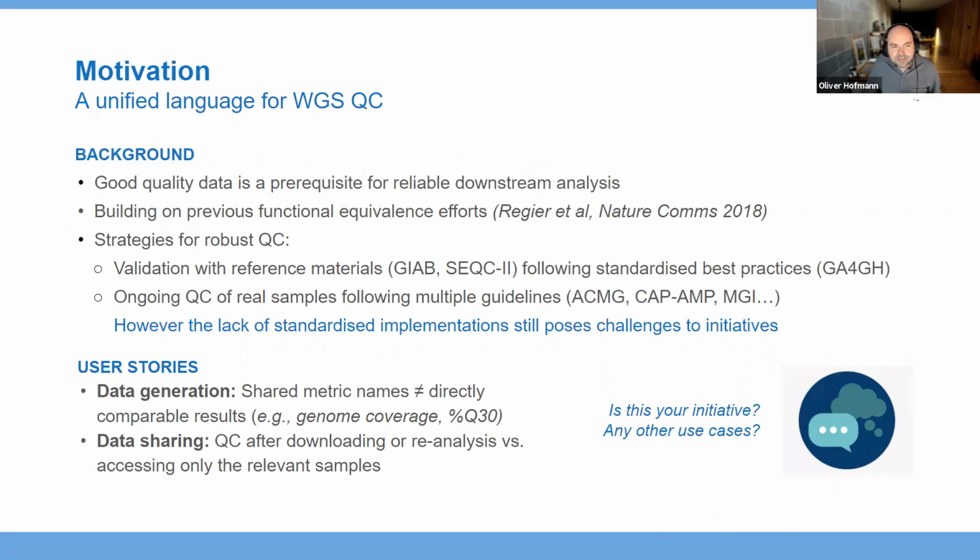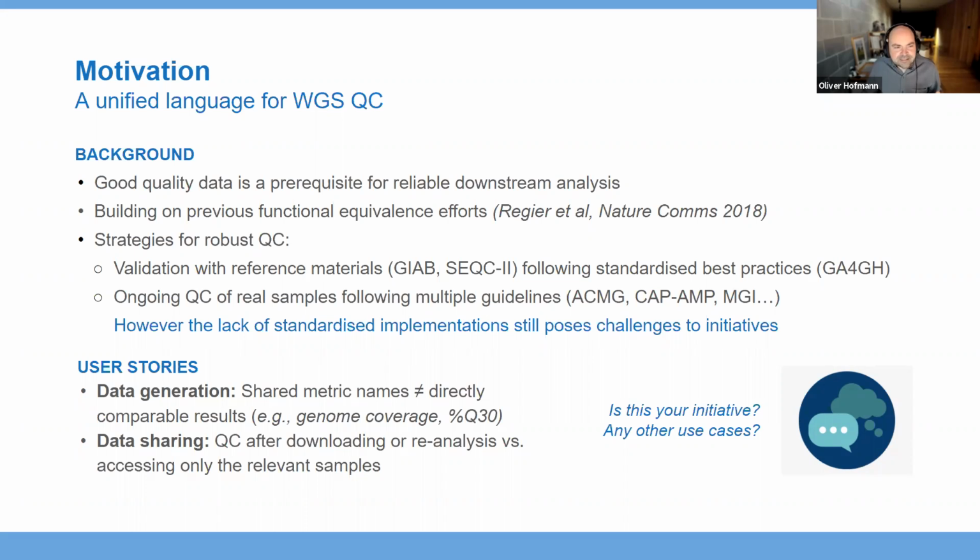The working group is trying to come up with specifications, or a unified language, if you will, for quality control metrics of high throughput sequencing data. It's a bit of a mouthful. The underlying idea is that we all understand that having good quality data is really an important starting point for pretty much any research project. It's key to being able to trust your results.